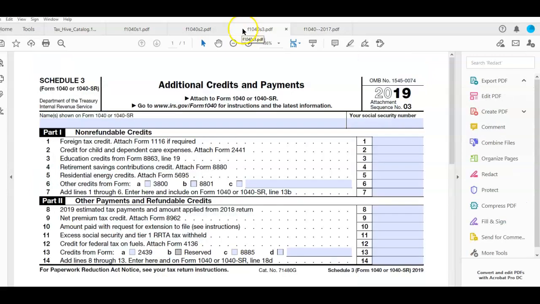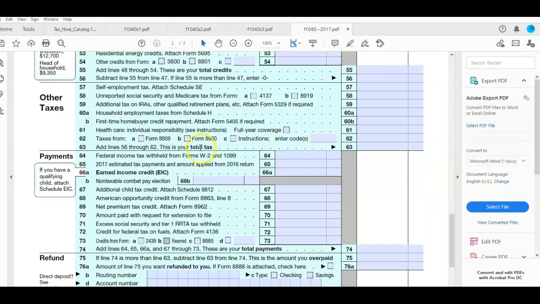So when you look at Schedule 3, additional credits and payments, part 2, other payments and refundable credits, they have estimated tax payments, net premium tax credit, excess Social Security and RRTA tax withheld, and credits for tax on fuel. These are the other payments and refundable credits of part 2, made by pulling stuff right from this section here. So that's Schedule 3.